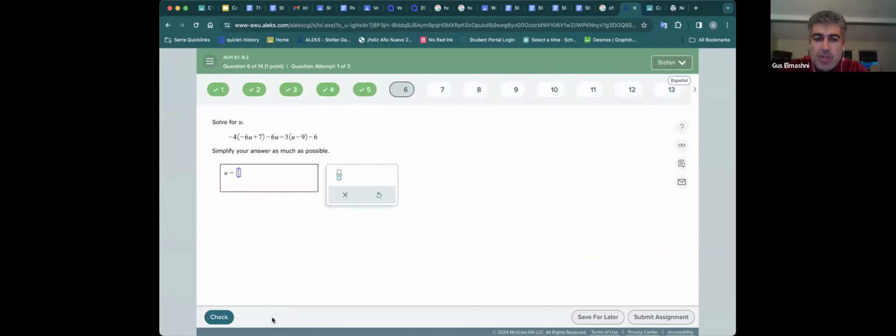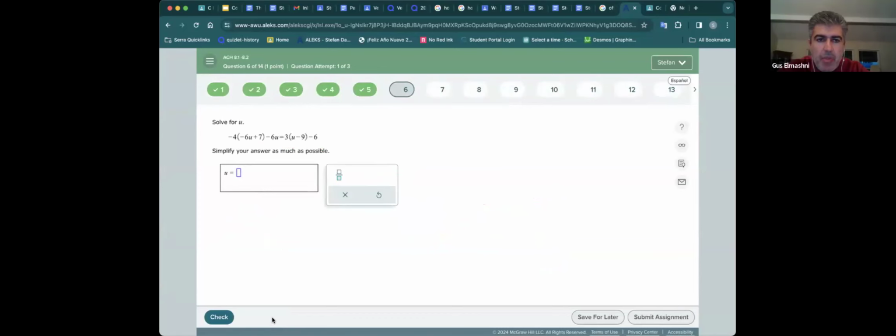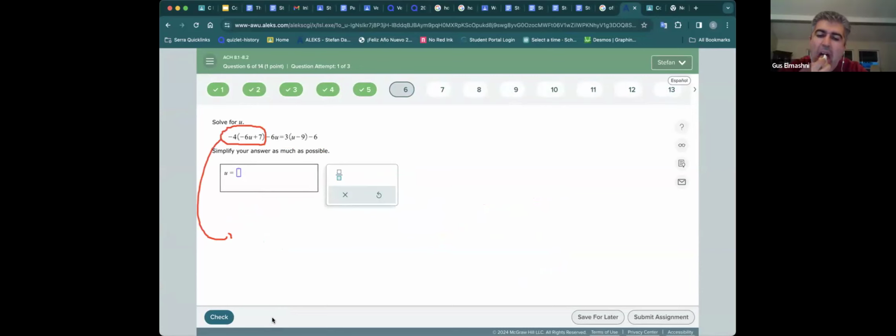So here we're doing distribution. So let's focus on this part right now. Do I know how to do this? Let me just write this down. Sure, please.